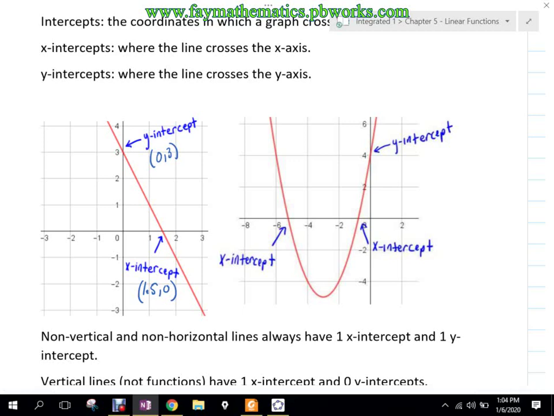Does anybody know what that picture on the right is called? What that shape is? The red one on the left is a line. The one on the right, anybody ever seen that before? Looks like a U. Starts with a P. Ever heard that word before? Oh, parabola? Okay. That's an O, not an A. Parabola.